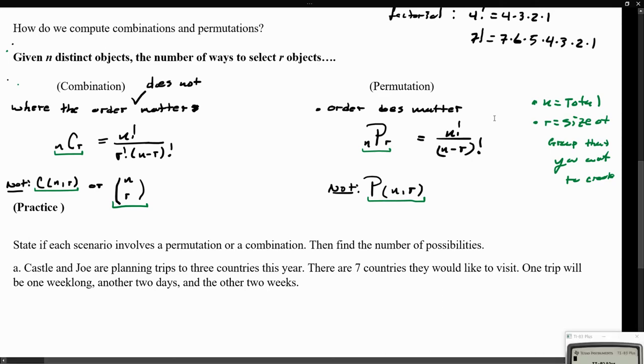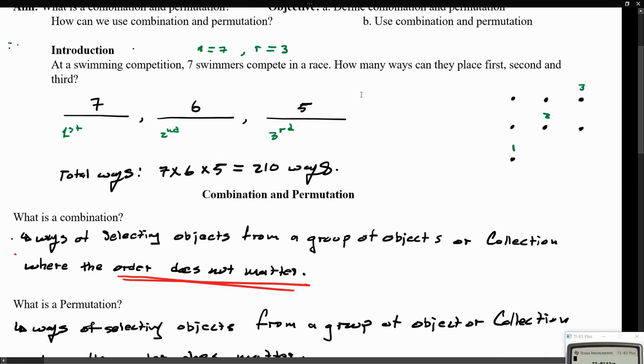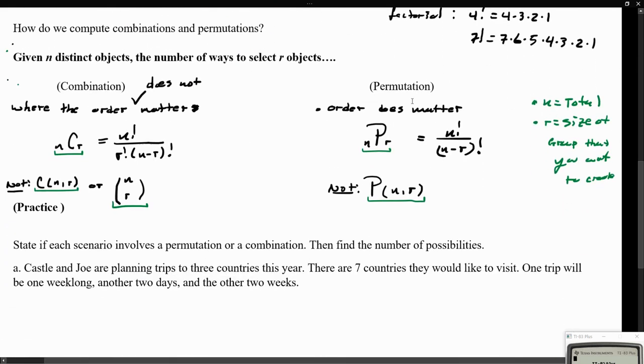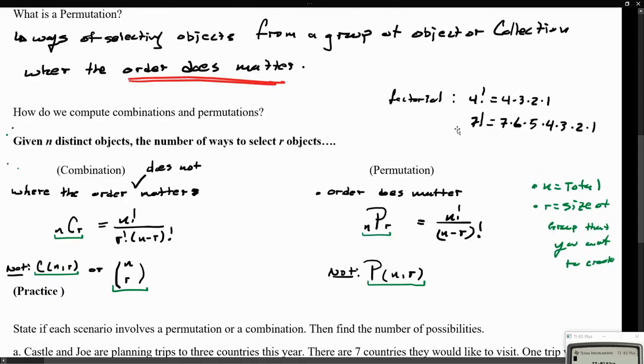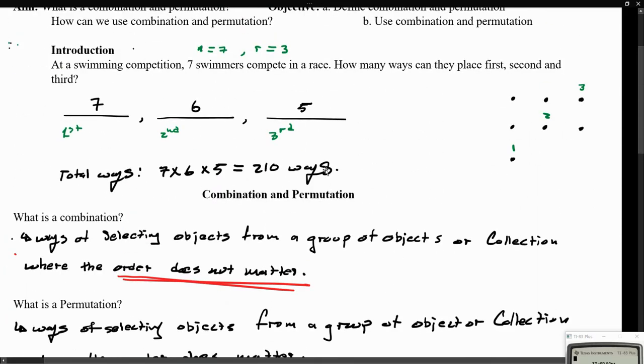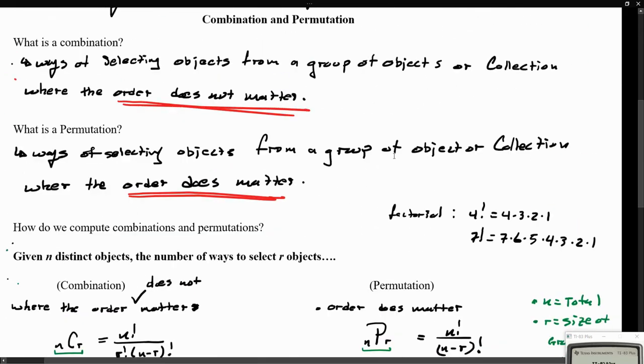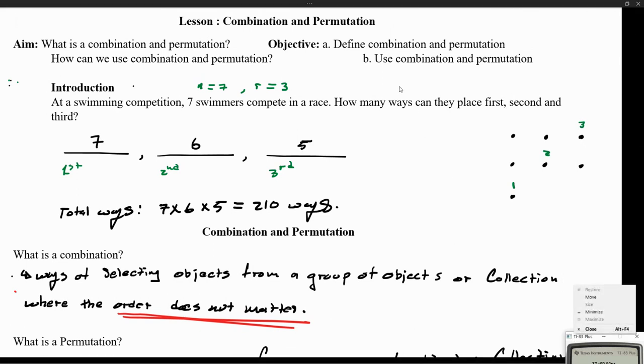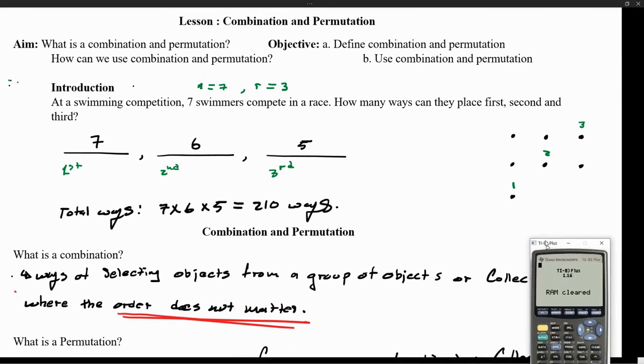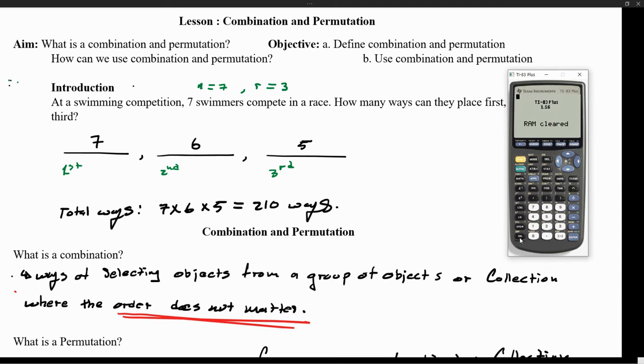So now let's go back to the problem that we had here as an introduction. We have already stated that the problem in the introduction is an example of a permutation. So let's use this formula and see if we actually get 210 as well. We can write down the formula, or we can just use our graphing calculator. So how can we find permutation and combination using our graphing calculator?